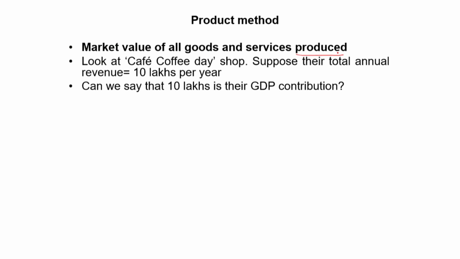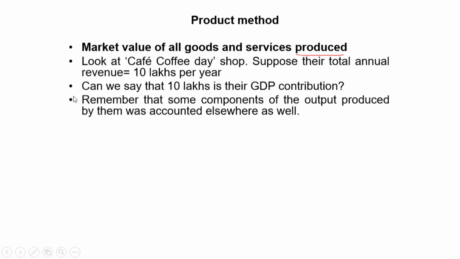So let's take, for example, a Coffee Day shop. Suppose their total annual revenue is 10 lakhs per year. Can we say that 10 lakh is their GDP contribution? I don't think so, because some components of the output produced by them were accounted elsewhere as well. For example, in coffee production, you need coffee powder, milk, sugar, and electricity. Suppose sugar is already accounted for by the sugar factory, milk is already accounted as a GDP contribution in the dairy firm, and likewise the coffee powder producing firm.